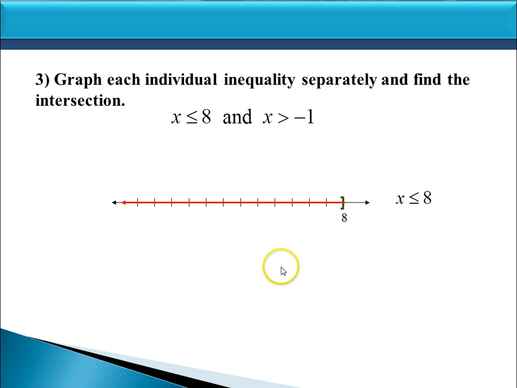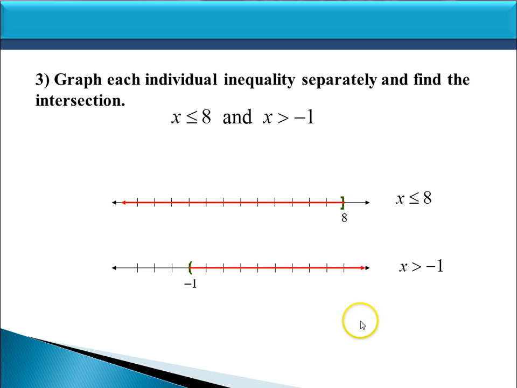So the graph of x is less than or equal to 8 would start at 8 and then have an arrow pointing to the left, indicating all x's that are less than 8. And we will have a square bracket there because we are including the number 8. Then for x is greater than -1, we're going to have a parenthesis at -1. And you'll notice that this is 9 units to the left of 8, so that they're lining up. And then we have an arrow pointing to the right because we want all x's that are greater than -1.